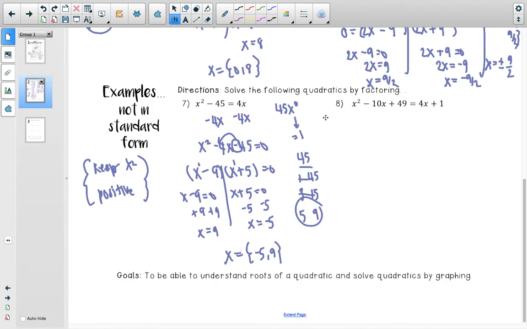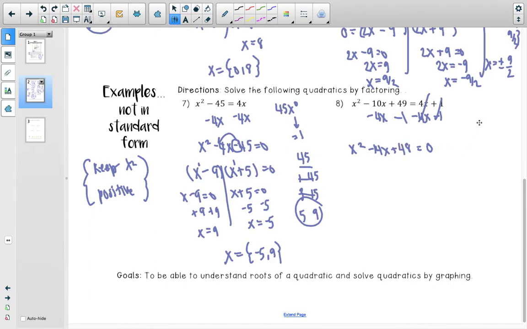If you look over to 8, you have multiple. Again, this x squared, it just makes life so much easier if you keep it positive. So move everything from the other side on over. To move the 4x, we need to subtract it since it's positive. And we're going to subtract the 1 since it's positive, so that goes away, giving us 0, which is what we want. That gives you x squared minus 14x plus 48.